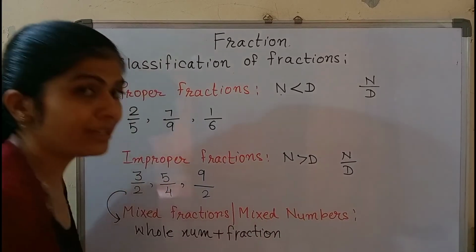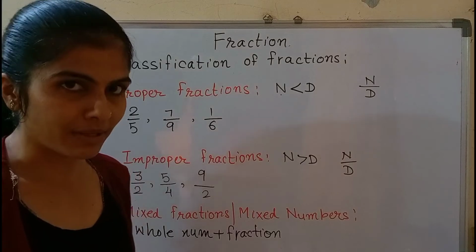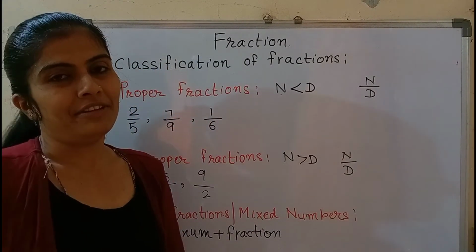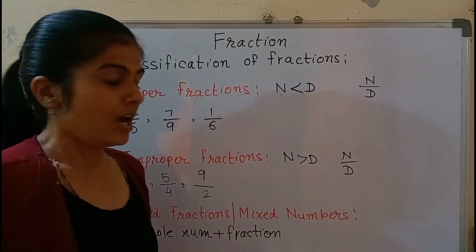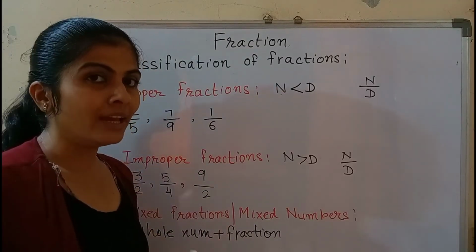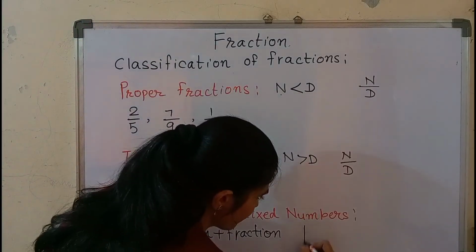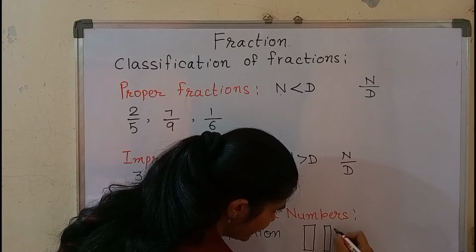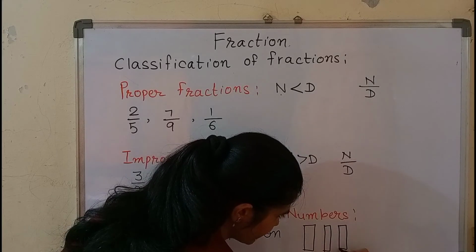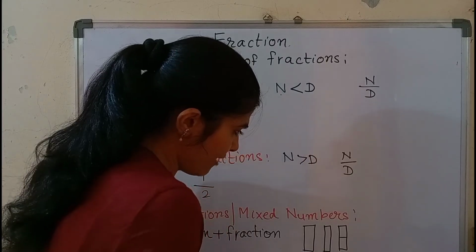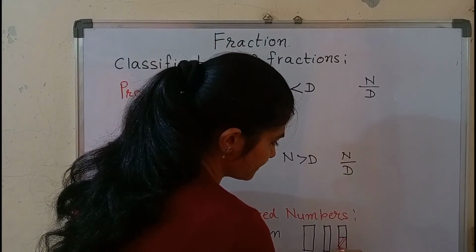Now, a question may arise in your mind: ma'am, how is it possible? Yes, it is possible. How? Let's say you have 3 chocolates. Out of those 3 chocolates, you gave half a chocolate to your sibling. The rest of the chocolates are with you. See, this is 1 chocolate, this is another chocolate, and this is the 3rd chocolate. Out of these 3 chocolates, you gave this half part to your sibling.